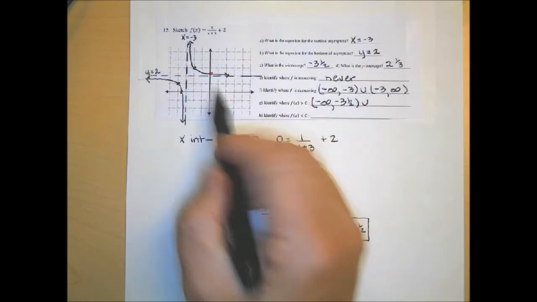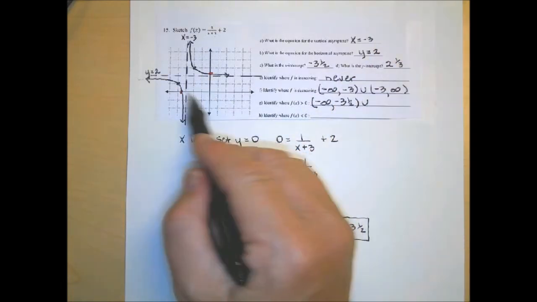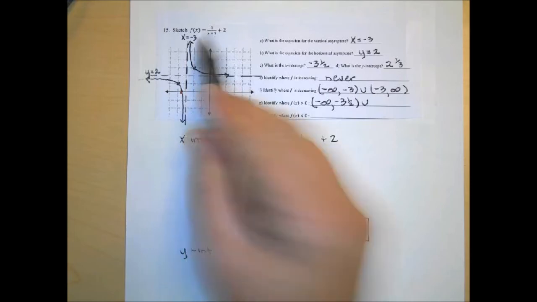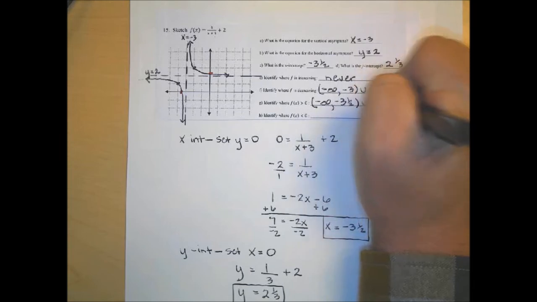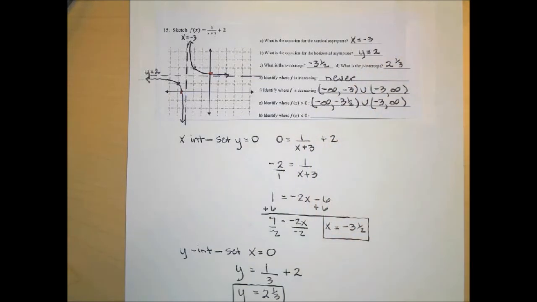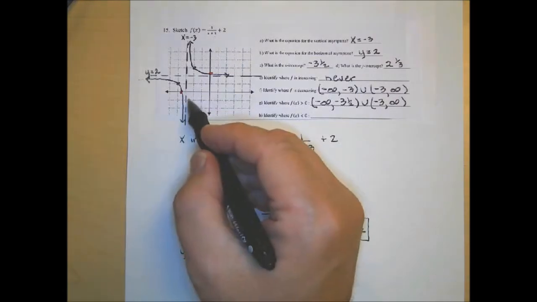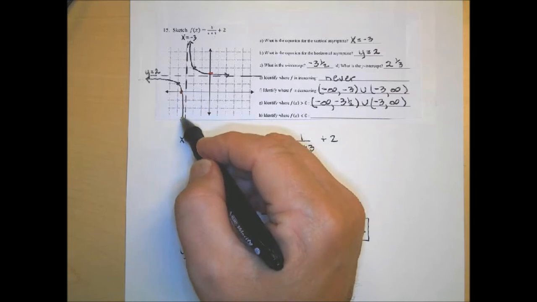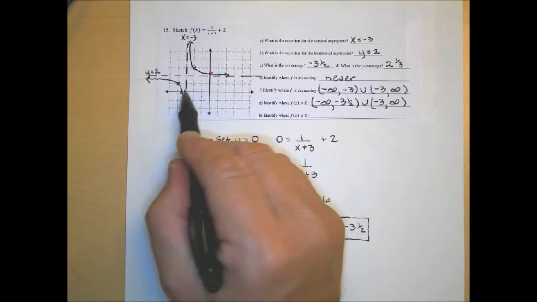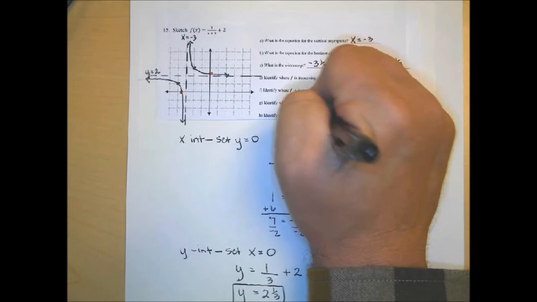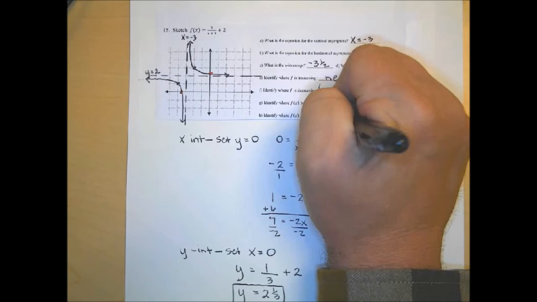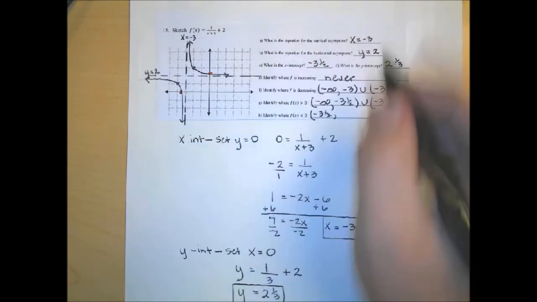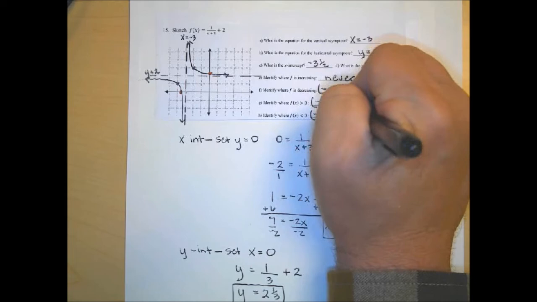And then in this part of the graph, it's above 0 all the time. So negative 3 to positive infinity. Now, where is it below 0? There's a tiny little part of this graph that is below 0. It's the part that begins at the x-intercept, negative 3 1/2, and ends at the asymptote, negative 3.